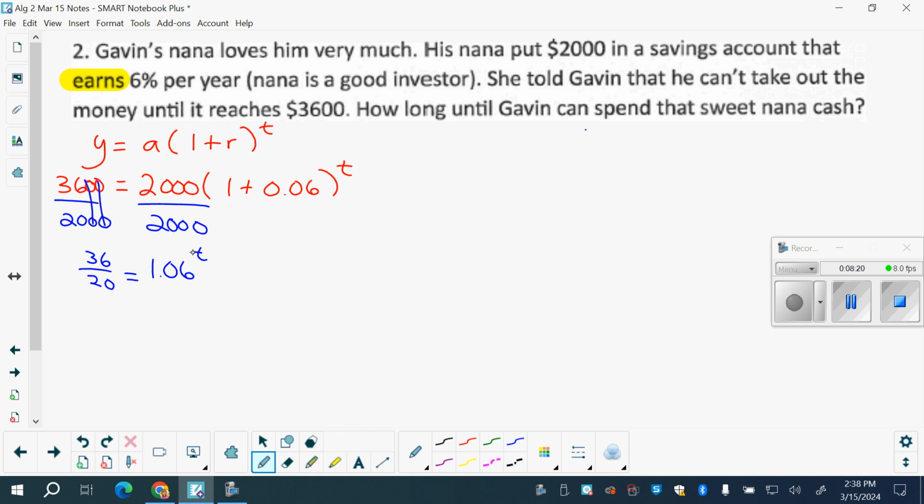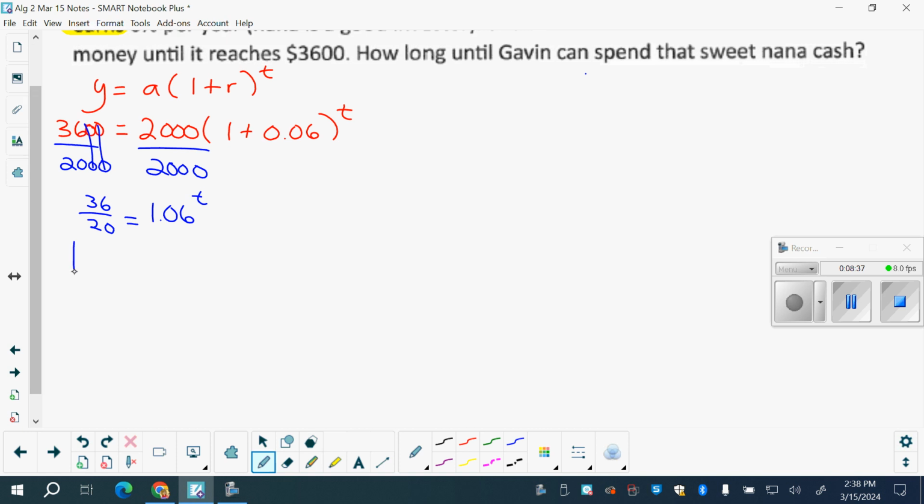Already in exponential form. Okay, it's been a hard question all day. It always is every year when we do this. Yes, we need to take the log of both sides. Log of 36 over 20 equals the log of 1.06 to the t. And we did that because now we can move that exponent. Where can we move the exponent? To the front. And we can't do that unless we use a log. So that's why we use the log here.